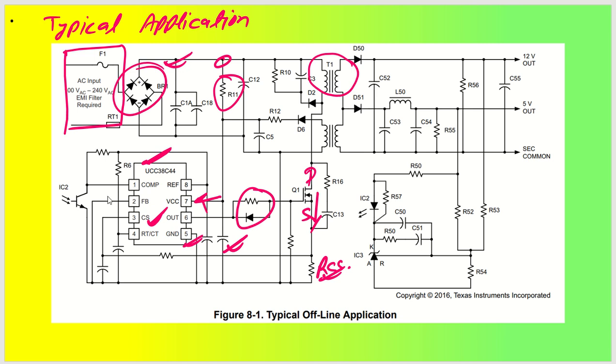At the same time, this feedback pin is utilizing the emitter output of this optocoupler. This is the collector output, this is the emitter output. This optocoupler FB pin is being used. Okay, so to set the FB pin, we have also utilized voltage division of these resistors. So you can see here R52, R53 and R54.